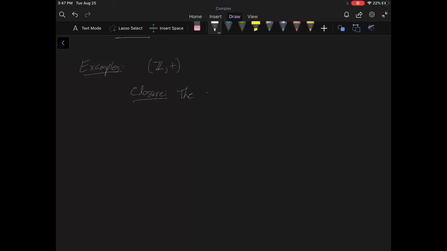So first, let's show that it's closed. Well, we know from elementary school that if I take two integers and I add them together, I get another integer. It might be positive, it might be negative, but it's still going to be an integer. Secondly, we're going to look at associativity. This is another property that we're all familiar with for integers at the very least. So it doesn't matter what order we add integers in, we're still going to get an integer out. And we're going to get the same one no matter how we order our addition.